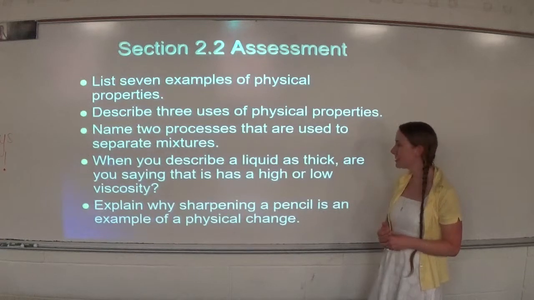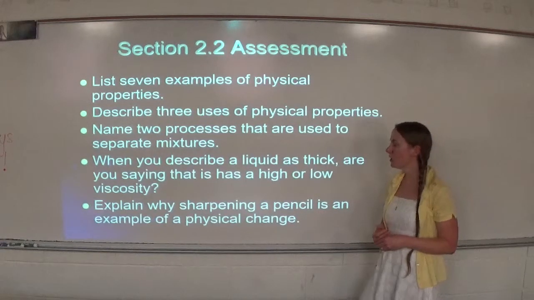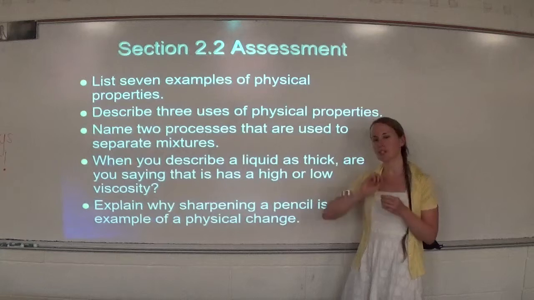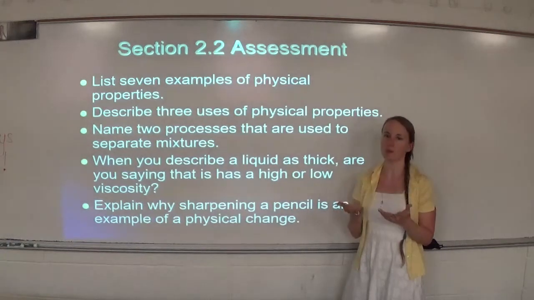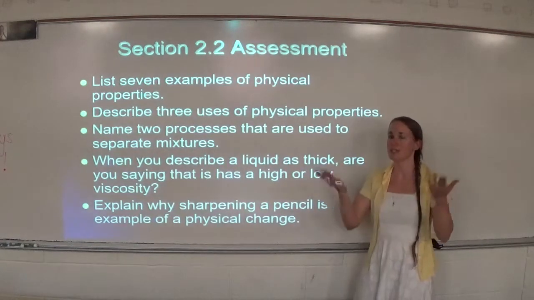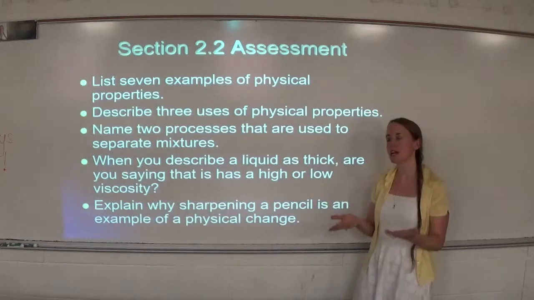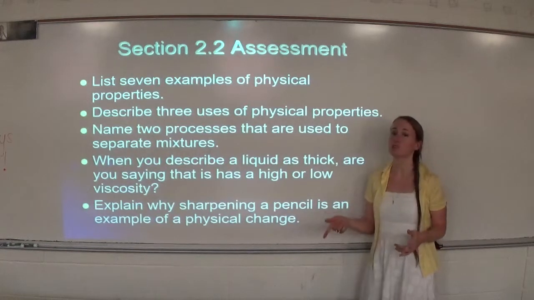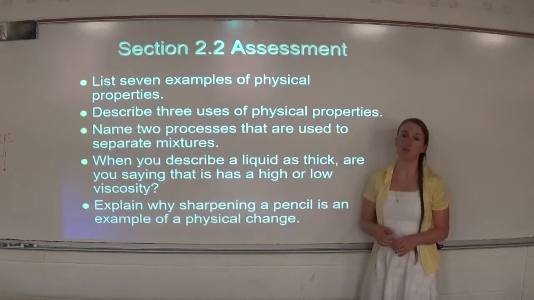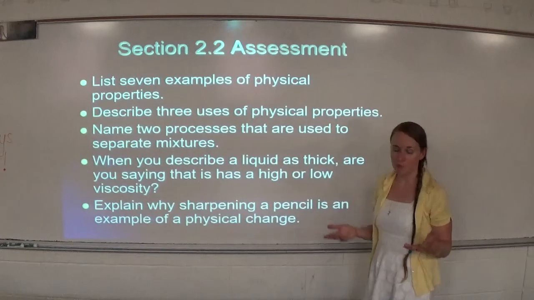Explain why sharpening a pencil is an example of a physical change. Well, when you sharpen a pencil, you're really just shaving little bits of the wood off. It's still a pencil. It's still wood shavings. We didn't change the composition. So because the composition remains the same, it's a physical change. We just changed the shape of the pencil at that point.